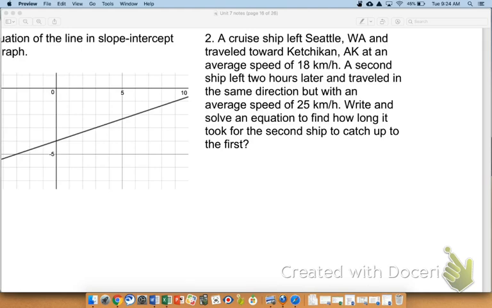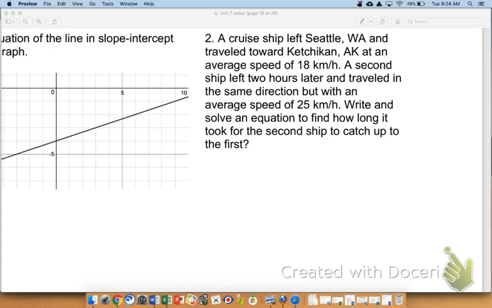Anyways, it says a second ship left 2 hours later, traveled in the same direction but much faster, right? 25 kilometers per hour. Write and solve an equation to find how long it took for the second ship. Okay, now this is starting to make sense. I'm starting to get some focus here as opposed to the start of it. I'm like, what is this even about? A couple of boats, Alaska, I don't know. How long will it take for the second ship to catch up to the first?